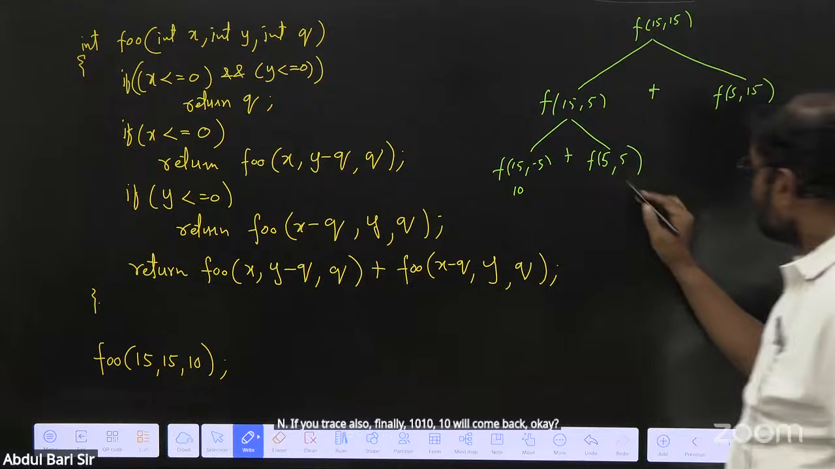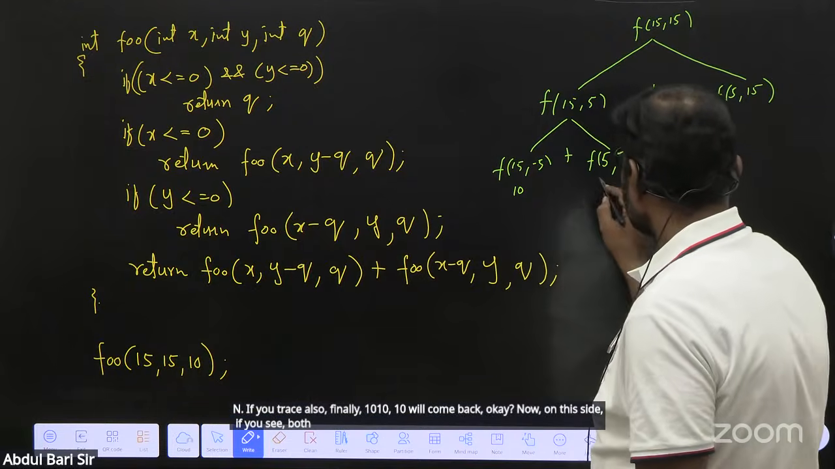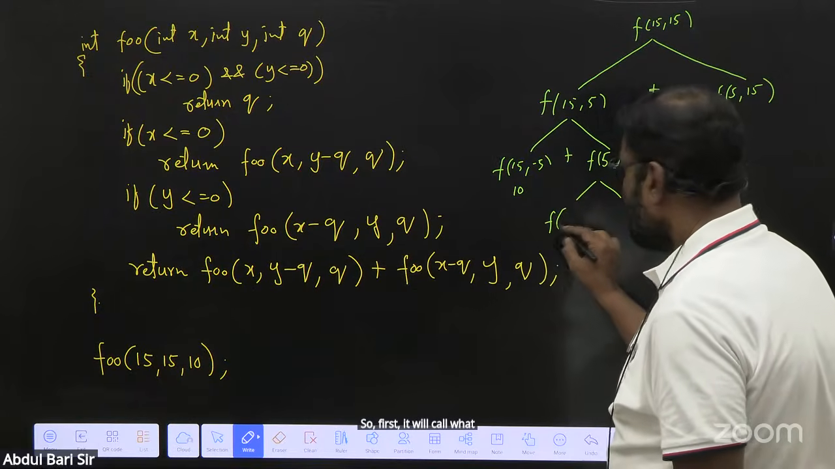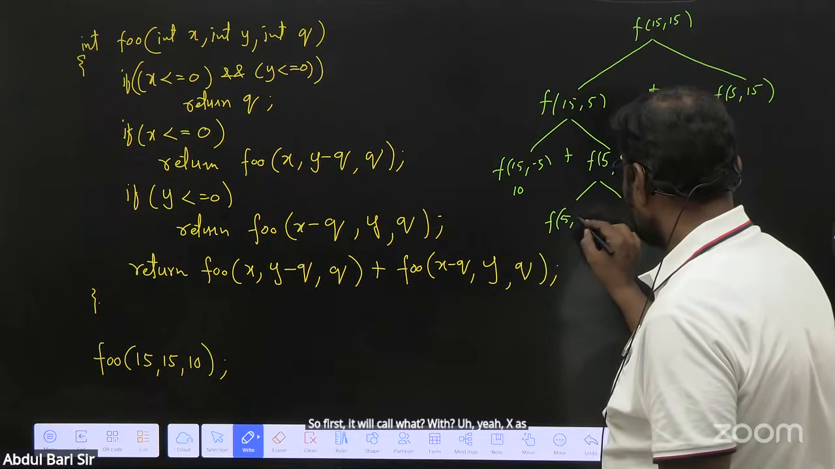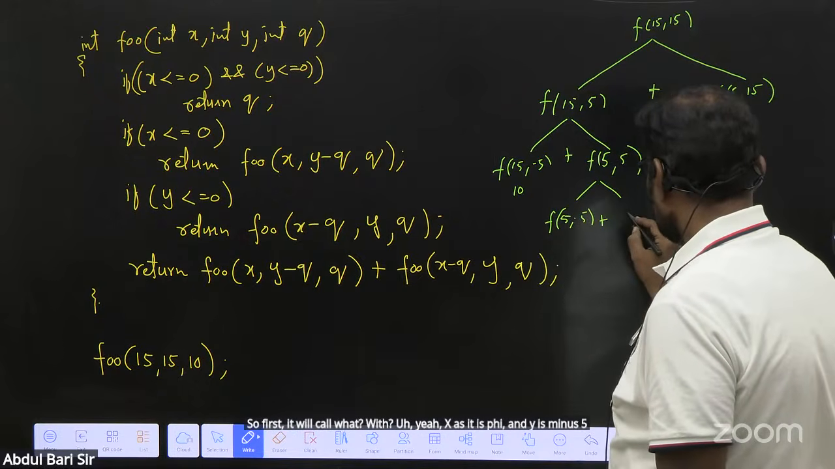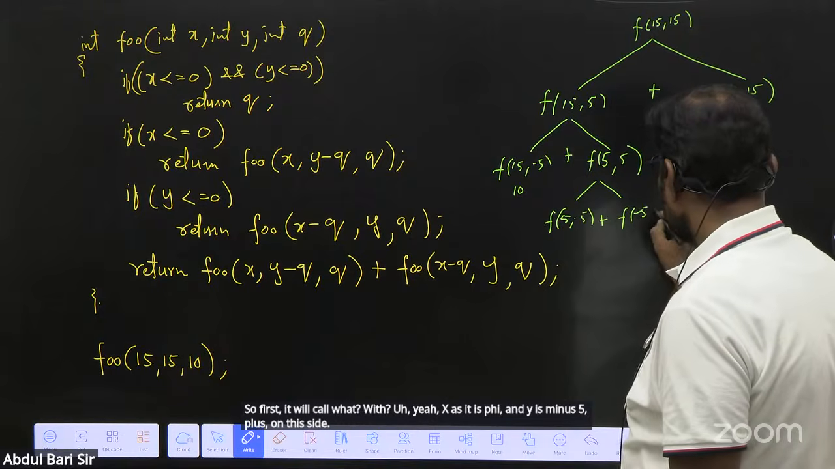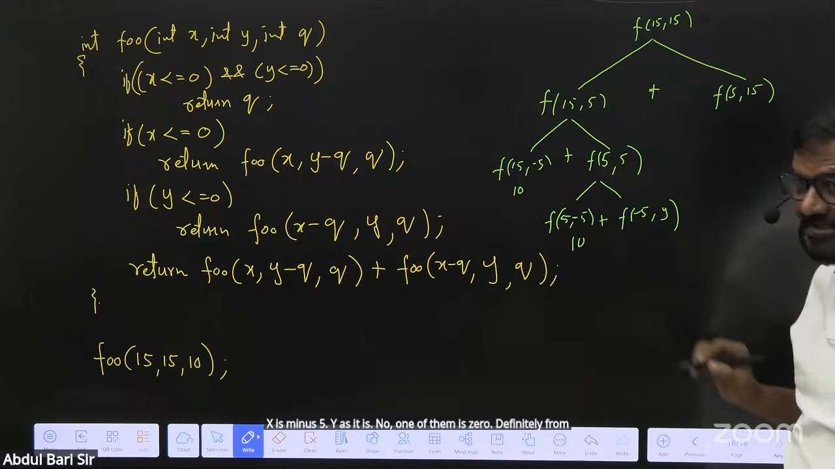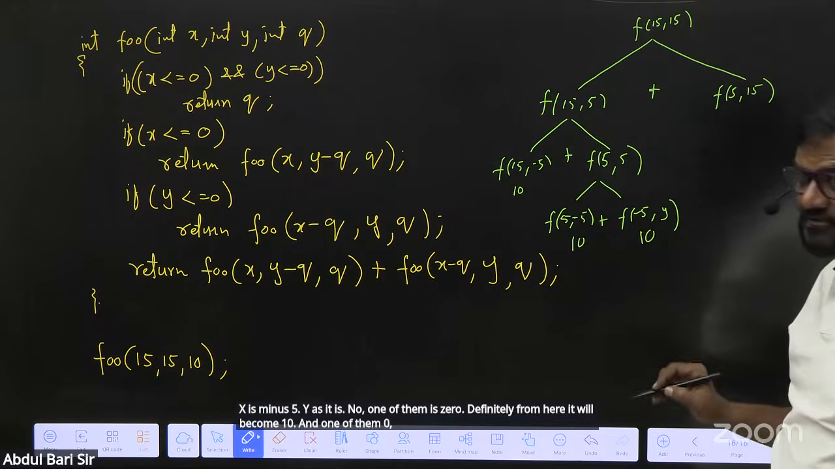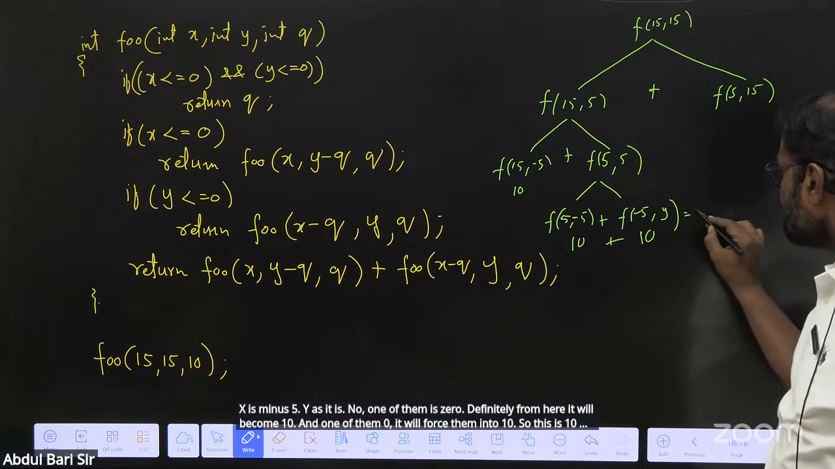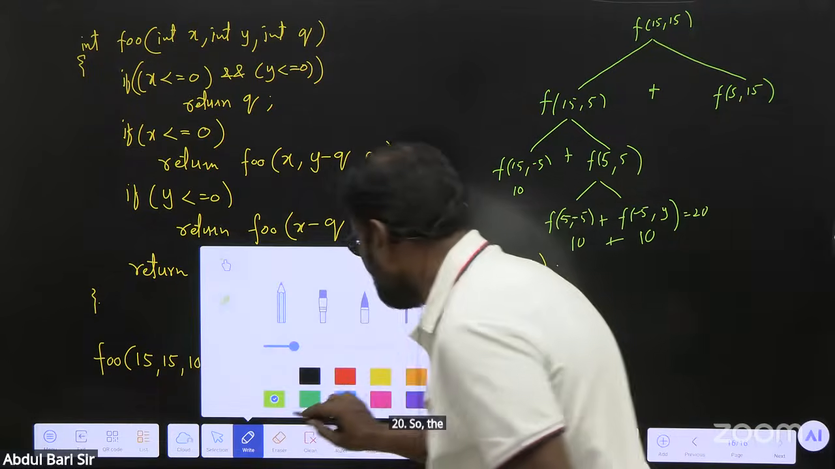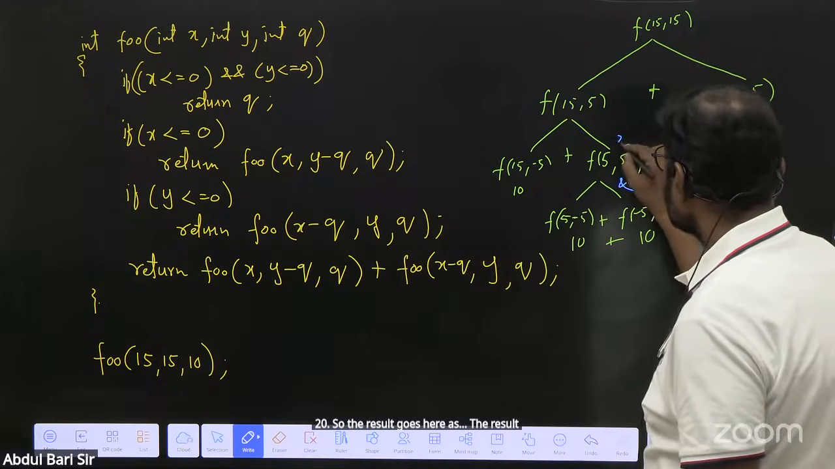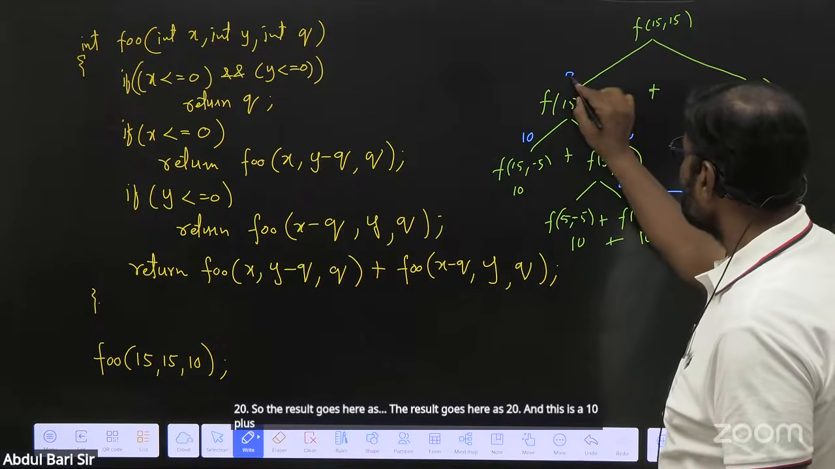Okay. Now on this side, if you see, both are not equal to 0. So what it will do now? So first it will call what? With x as it is 5 and y is minus 5, plus on this side x is minus 5, y as it is. Now, one of them is 0. Definitely from here it will become 10. And one of them 0, it will force them into 10. So this is 10 plus 10. How much? This is 20. So the result goes here as 20. And this is a 10 plus 20. So this is how much?